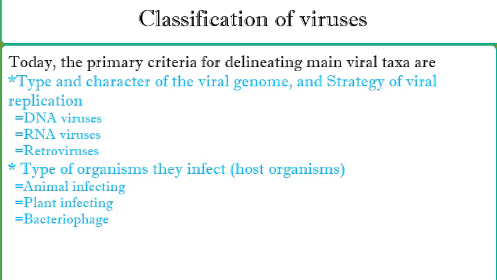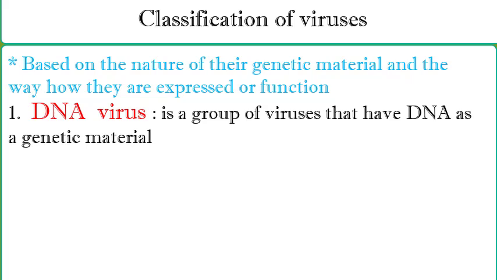Based on the type of organism they infect, or their host organisms, they can be animal infecting, plant infecting, and bacteria infecting, or bacteriophage. Even though viruses infect all life forms in this world, classification of viruses is based on the nature of their genetic material and the way they replicate or express themselves. The first one is DNA virus.